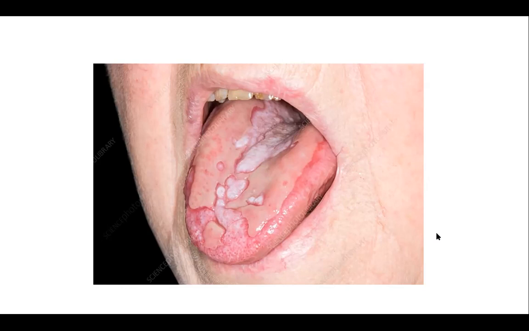And here, the lace-like appearance in the distal tongue. Erosive lichen planus? Erosive lichen planus, very good. So oral erosive lichen planus. This is the type that is most at risk of getting SCC. And this is the type that is most closely related to hepatitis C.